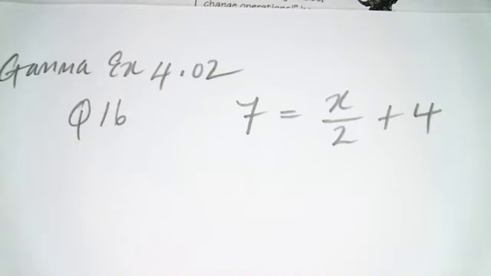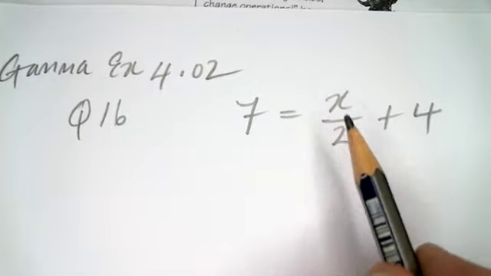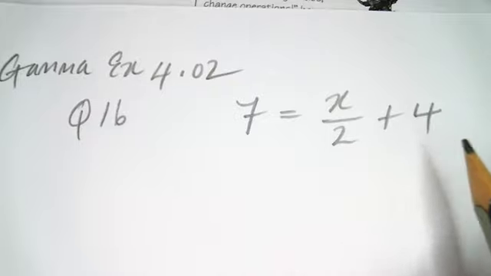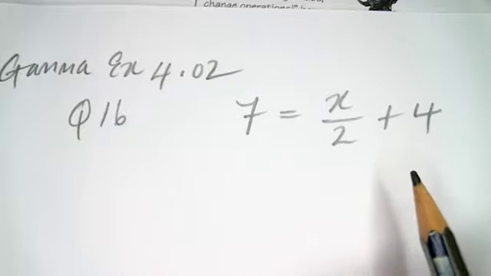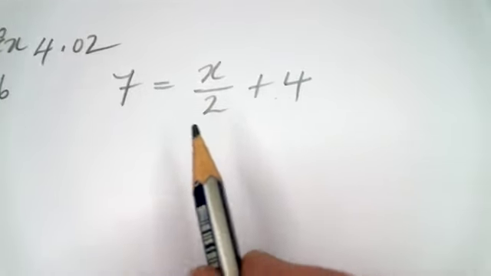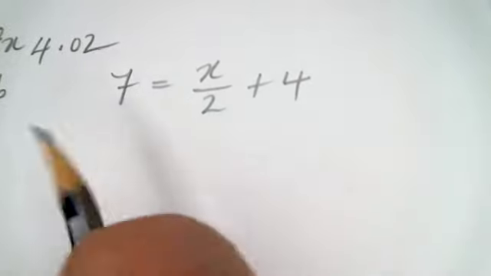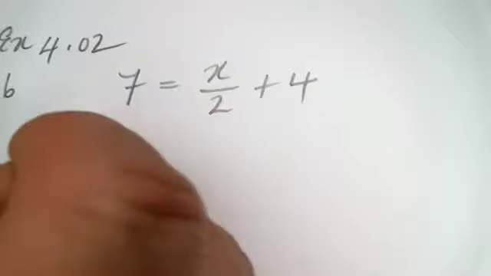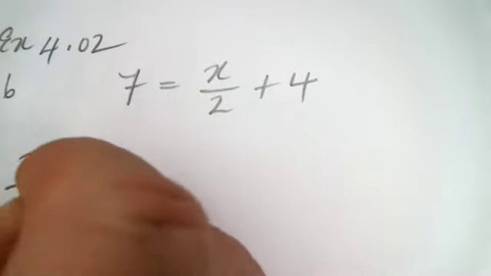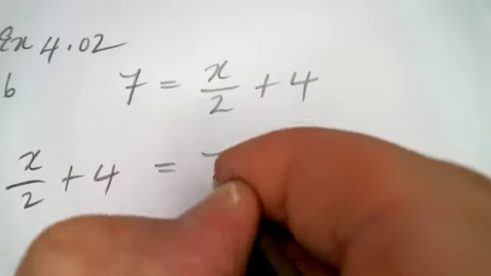Exercise 4.02 from the Gamma textbook. Question 16 is worded slightly differently, really. It's just round the other way. Normally we expect to see the x on 2 plus 4 on the left. Here it's on the right. So I'm actually going to start by switching it round. I'm just going to put the 7 over here and all this on the other side. Doesn't make any difference. So here I'm going to put x on 2 plus 4 is equal to 7.